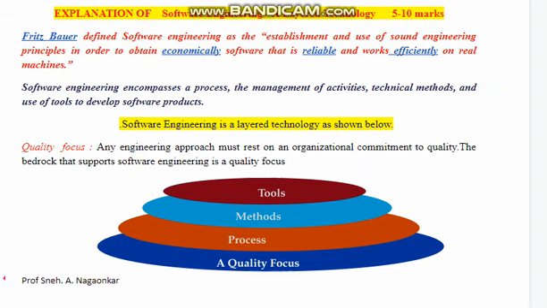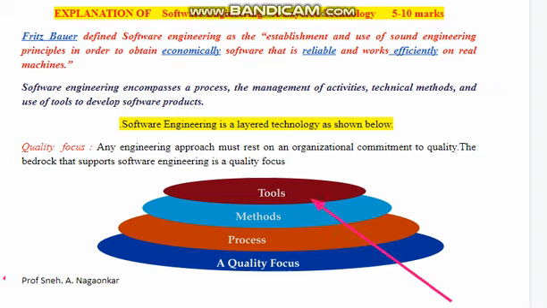So we have seen what the 4 layers are. A quality focus, which focuses on the quality development of a product. The process layer, which acts as a mediator between all the other layers. In the process layer we carry out all the software development process, and already I told you what the software development process is. This process is carried out by the application of some methods. In the method layer you go for requirement analysis, designing, testing, coding, and all the methods are applied to carry out the software development.